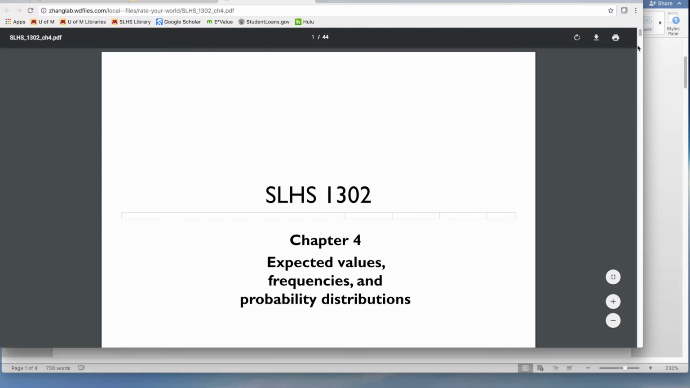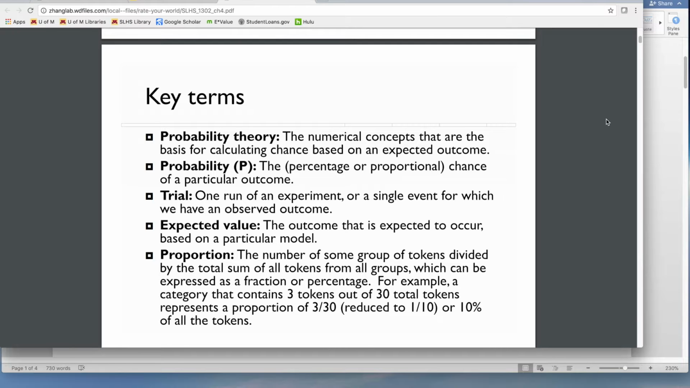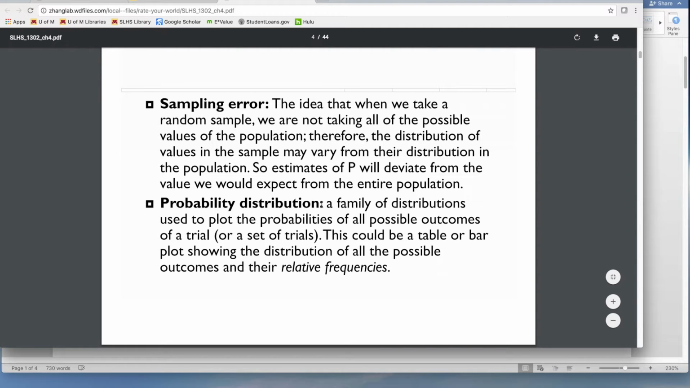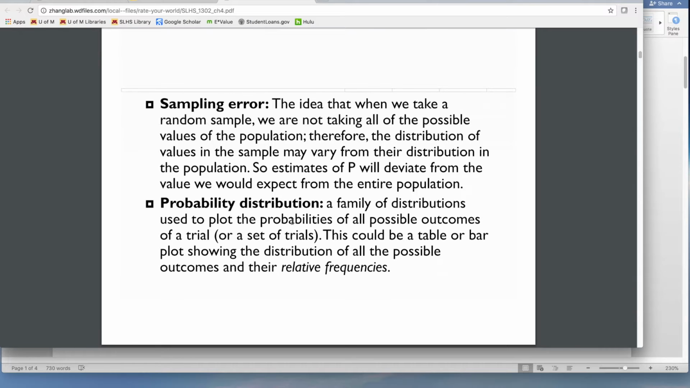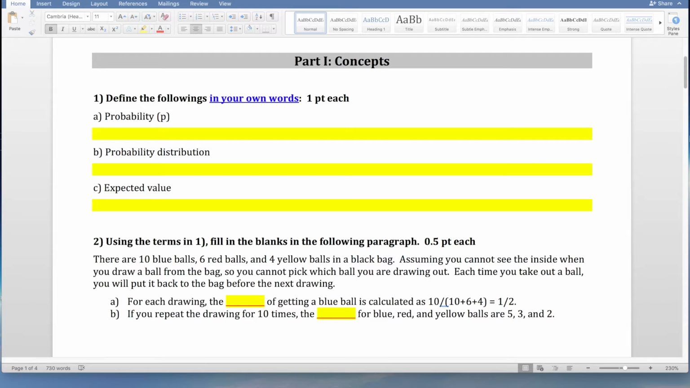So if we go into these notes, we'll see on the second page, we have the definitions for probability and expected value. Probability means the percentage or proportional chance of a particular outcome. Expected value means the outcome that is expected to occur based on a particular model. And then lastly, probability distribution is on the fourth page, and it means a family of distributions used to plot the probabilities of all possible outcomes of a trial or a set of trials. And so this could be a table or bar plot showing the distribution of all the possible outcomes and their relative frequencies.